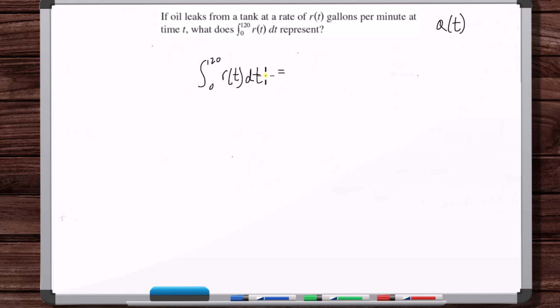And so in that case, this definite integral would be equal to Q of 120 minus Q of 0. Now you might say, well, isn't Q of 0 equal to 0? Probably, but it doesn't have to be, and the problem doesn't give us any information about that. So it just depends on the boundary conditions. At time t equal to 0, maybe they're saying there's already been 3 gallons of oil that has leaked.